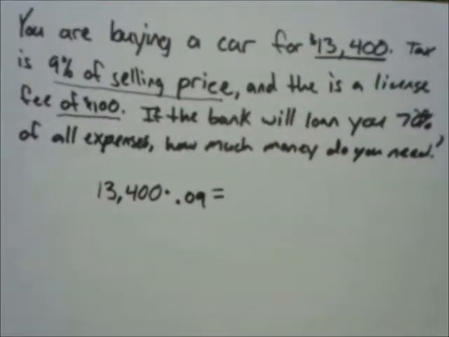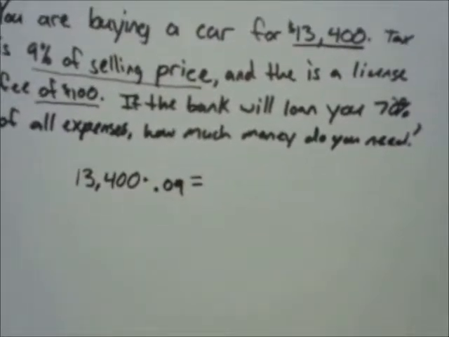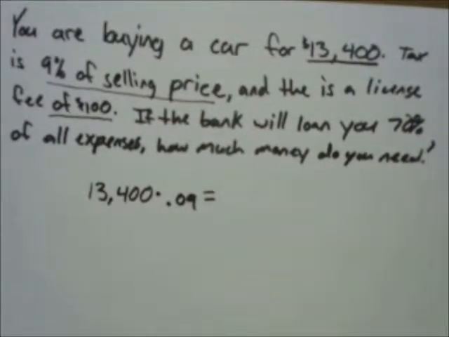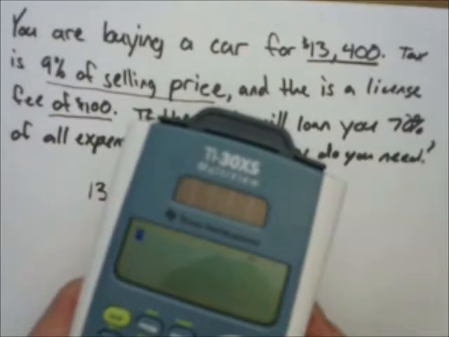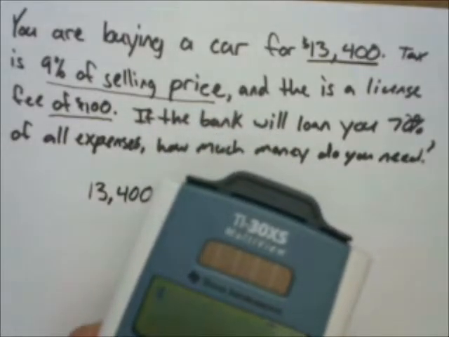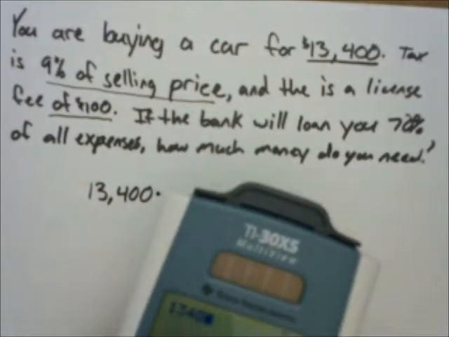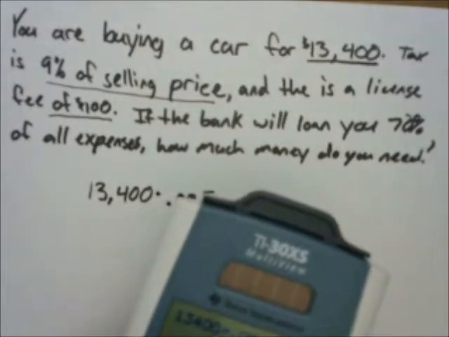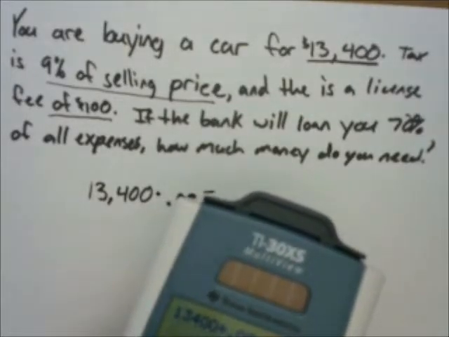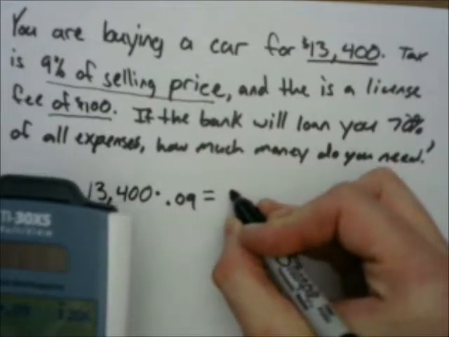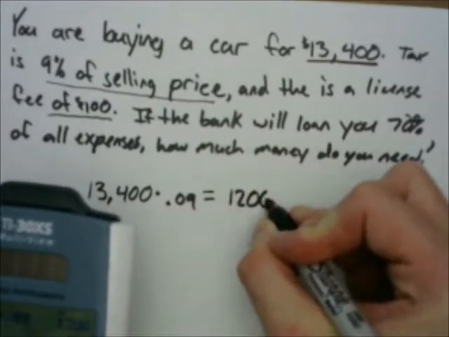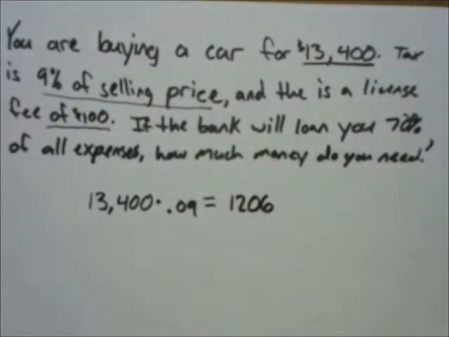This is the one time I'm actually okay with you using a calculator. You see, I'm using my trusty TI-30. I'm just going to pop in 13,400 times 0.09, and we get 1,206. So that's the tax. We're paying $1,206.